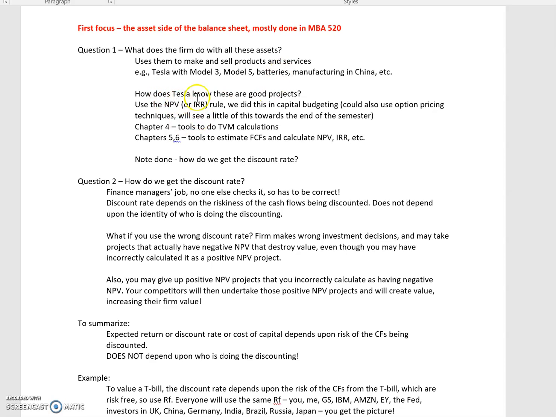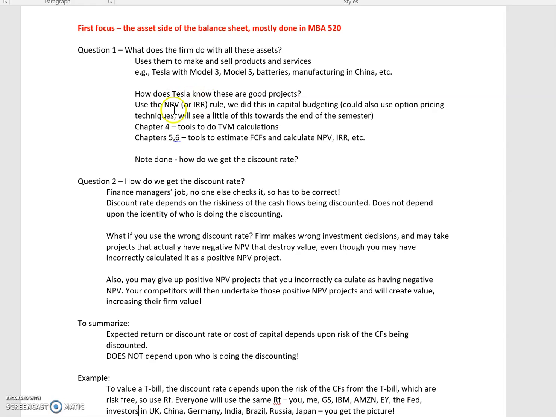Now, how will Tesla know that these are good projects? Well, they're going to use the capital budgeting techniques that we've learned. So they're going to use the NPV or maybe the IRR rule. And then they'll see, are these projects good? So if you're using the NPV rule, you're going to see, hey, is the NPV positive? If so, it's good. Undertake it. Otherwise, no, don't take it. Now, we'll see later on that you can also use option pricing techniques, and we'll see a little bit of this towards the end of the semester. But for now, we're going to focus on just the NPV and maybe the IRR rule.